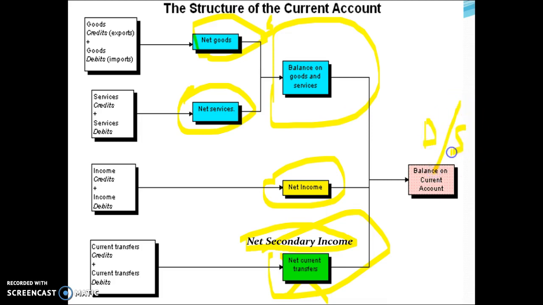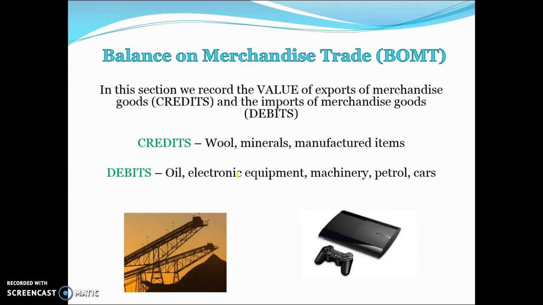Australia always runs a current account deficit because debits exceed credits. Mainly in this account, the net income account, that's where we pay our interest on our debt. So there are four subsections.